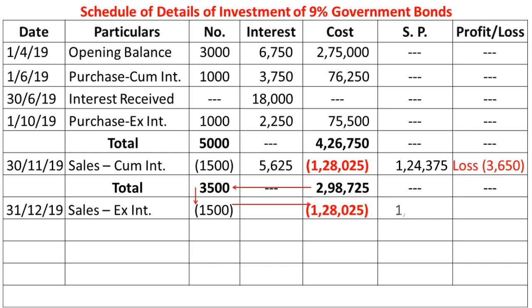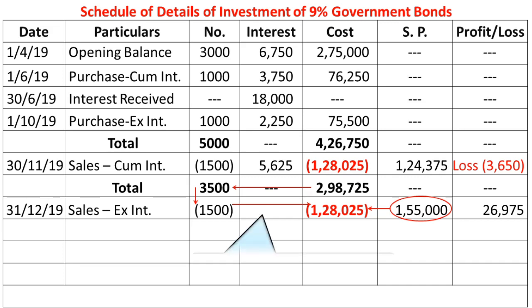1,28,025. Now the actual selling price is 1,55,000 because it is ex-interest price, and ex-interest price is the actual selling price. Now if we are comparing these two, cost and selling price, then we have actually earned the profit of rupees 26,975. How does this 26,975 come? Selling price 1,55,000 minus cost 1,28,025. So you'll get a positive difference, which is the profit that we have earned.